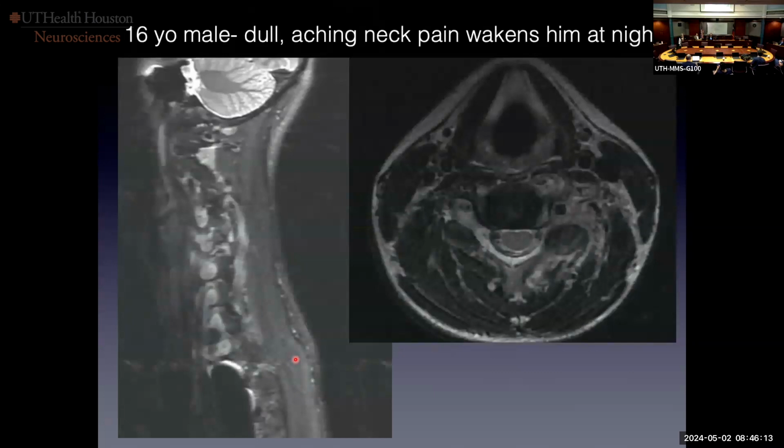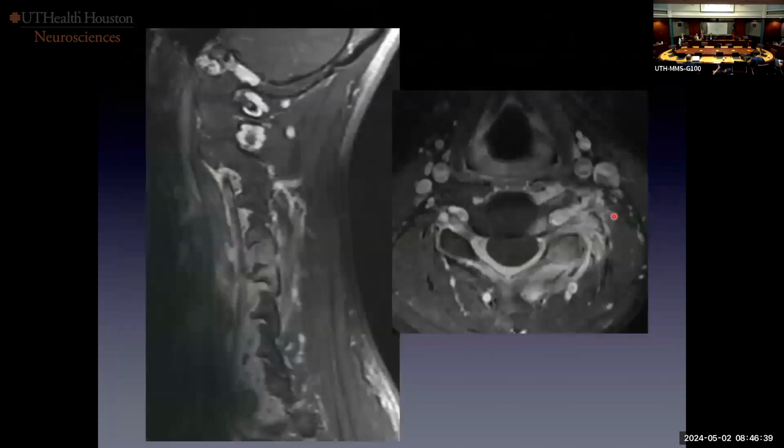This is a classic case for the residents. You might get this from the history alone. Dull aching neck pain, 16-year-old, wakens him at night. On this image, you can't really tell. It's a parasagittal image. Something's going on in posterior elements. It looks like there's a lot of edema and involvement of the facet joint. I might even be concerned, but there's no fluid in the facet joint. But you might have even wondered, is this an infection perhaps? Kind of odd, right?